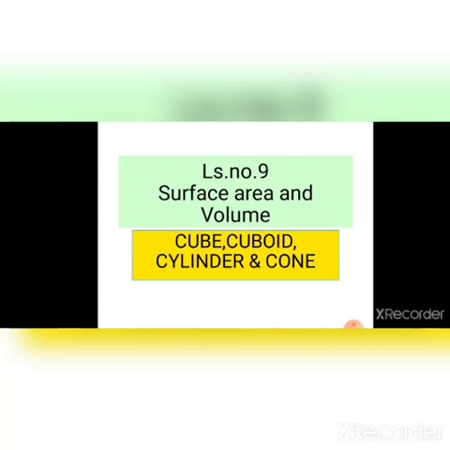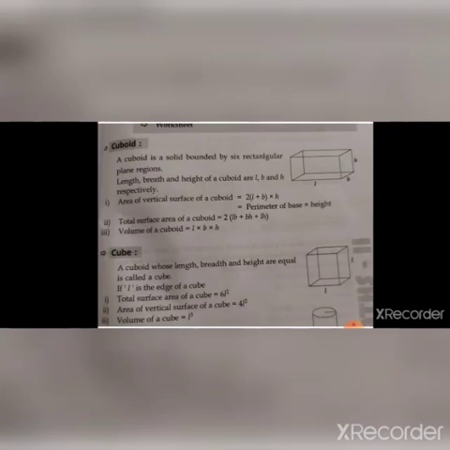In this lesson we are going to see cube, cuboid, cylinder and cone. Last year in standard 8, you also studied something about surface area and volume. Cube and cuboid you are well aware of. Let us have a look at some formulas for the cuboid and cube.